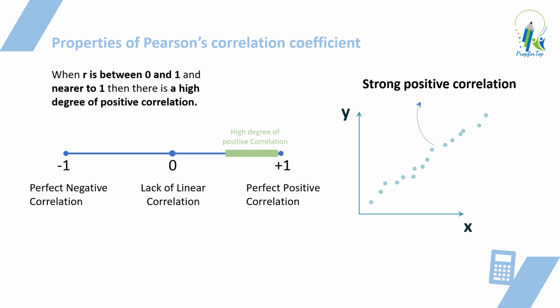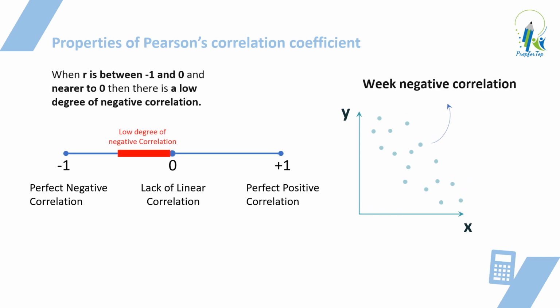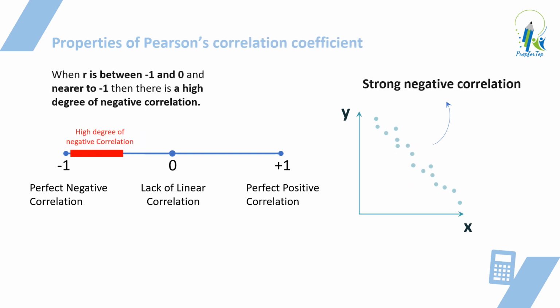When R is between 0 and 1 and nearer to 1, then there is a high degree of positive correlation. When R is between 0 and 1 and near to 0, then there is a low degree of positive correlation. When R is between -1 and 0 and nearer to 0, then there is a low degree of negative correlation. When R is between -1 and 0 and nearer to -1, then there is a high degree of negative correlation.